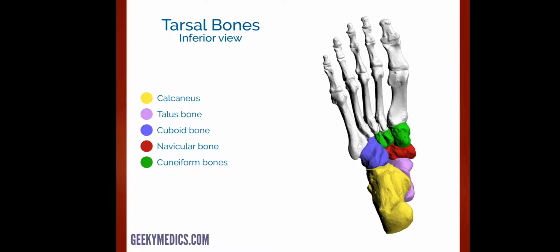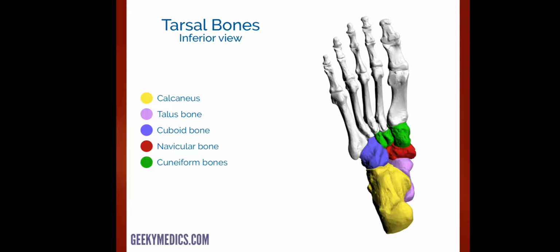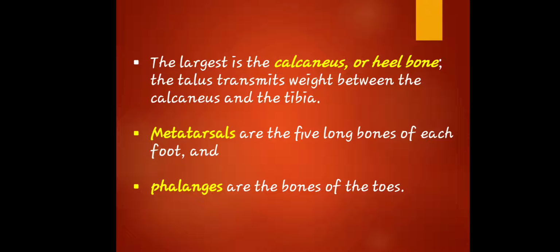Not only tarsals but also metatarsals, which I will be discussing furthermore. So these are the bones in the tarsal part. The yellow one is the calcaneus, the purple or periwinkle one is the talus bone, the blue one is the cuboid bone, the red one is the navicular bone, and the green one is the cuneiform bones. The largest is the calcaneus, or heel bone. The talus transmits weight between the calcaneus and the tibia.